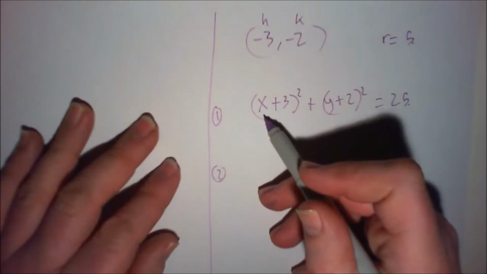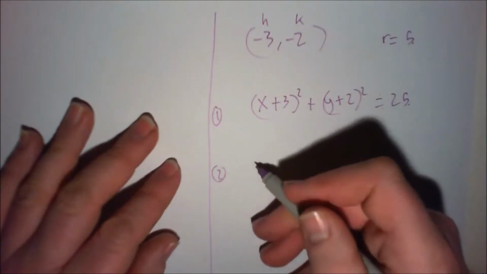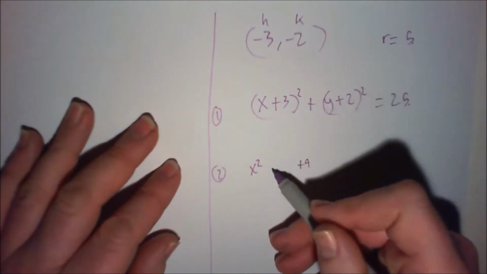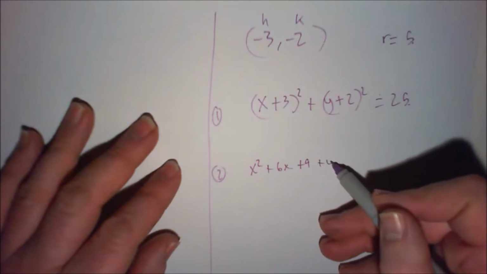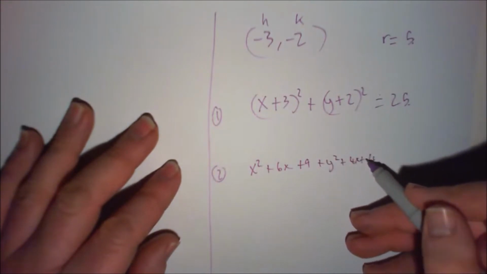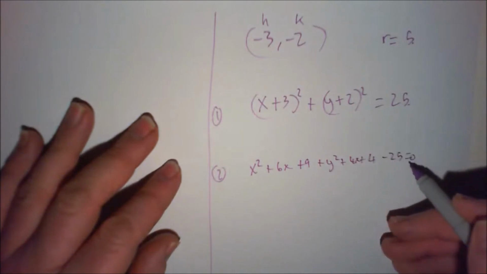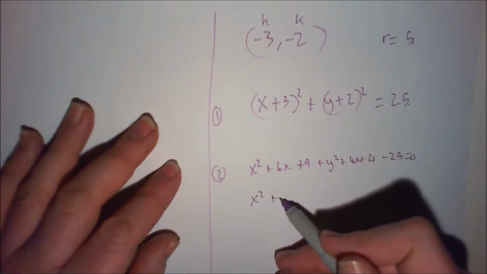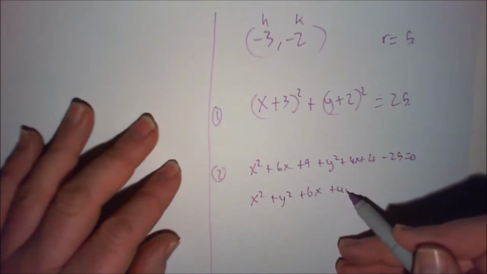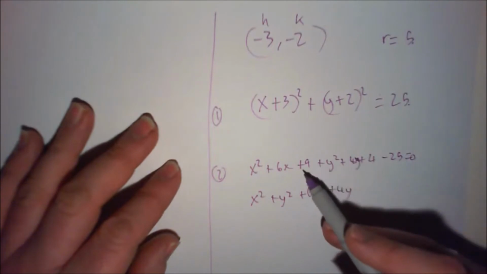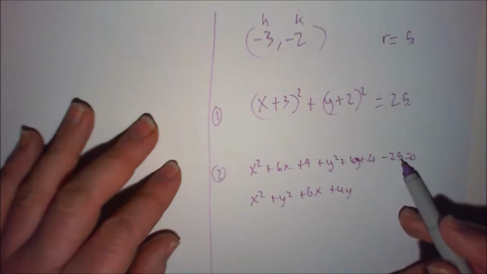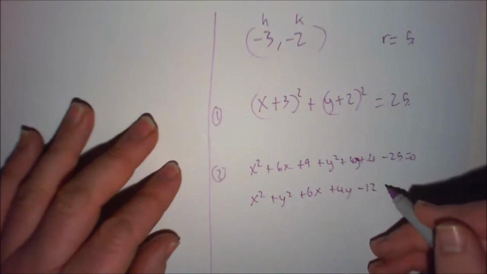Okay, so in type 2, it's going to be x squared, plus 9. Now we're going to have a 6x. Now we're going to have a y squared, now a 4, and a 4y. And we're going to bring over the 25. And we're going to tidy it all up now. x squared plus y squared plus 6x plus 4y. Sorry, I don't know how I put another x there. And then we've got 9 plus 4 is 13. 13 minus 25 is -12.